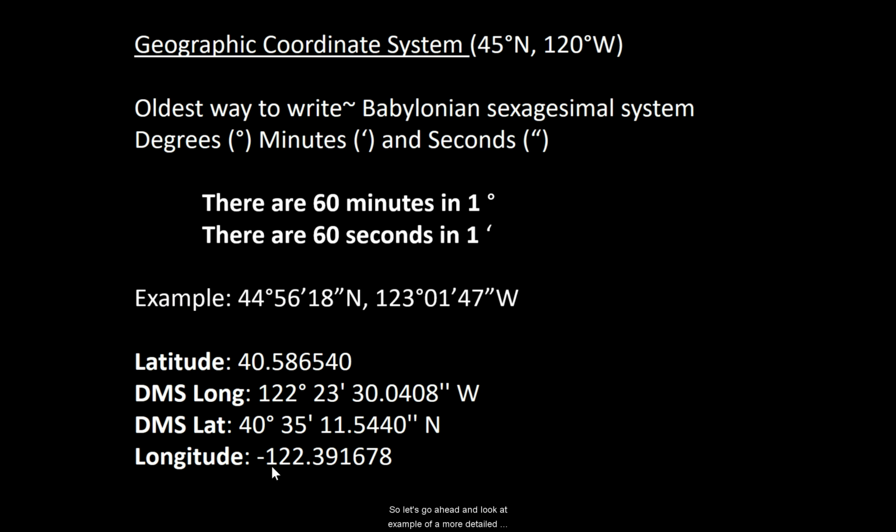So let's look at an example of a more detailed geographic coordinate. We can write out the minutes and seconds in a more detailed fashion. For example, 44 degrees, 56 minutes, and 18 seconds north, and then 123 degrees, 1 minute, and 47 seconds west. Just keep in mind that we have a more precise way to describe a location on the Earth's surface using latitude and longitude by breaking up a degree into smaller units, such as minutes, and we can break up those minutes into smaller units of seconds.